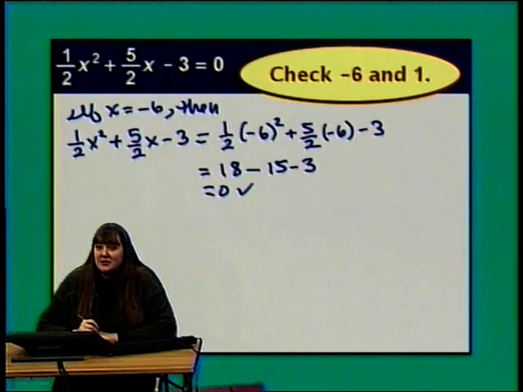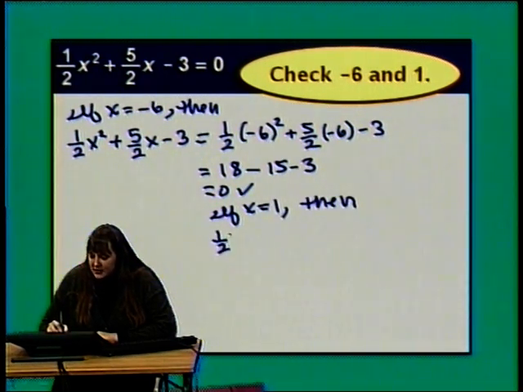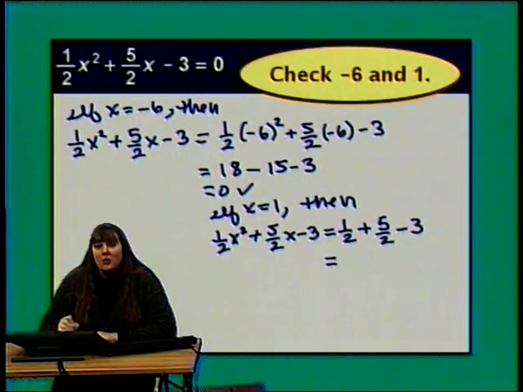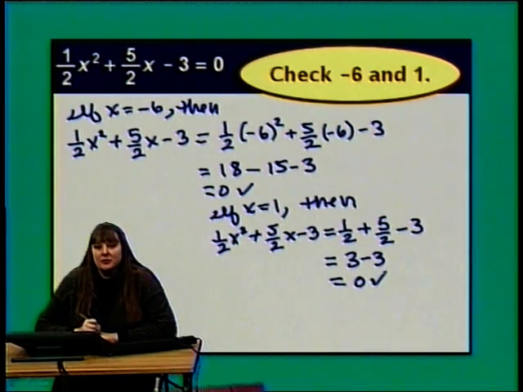I still need to check x equals 1. So if x equals 1, then we have 1/2 x squared plus 5/2 x minus 3 equals 1/2 of 1 squared. 1 squared is 1. 1/2 times 1 is 1/2. Plus 5/2 times x, that's 5/2 times 1, which is just 5/2, minus 3. 1/2 plus 5/2 is 6/2. 6/2 is 3. 3 minus 3 is indeed 0, so this solution checks as well.